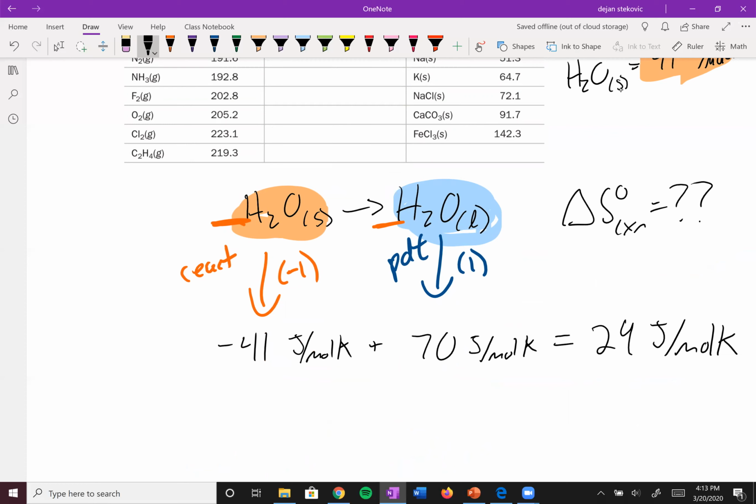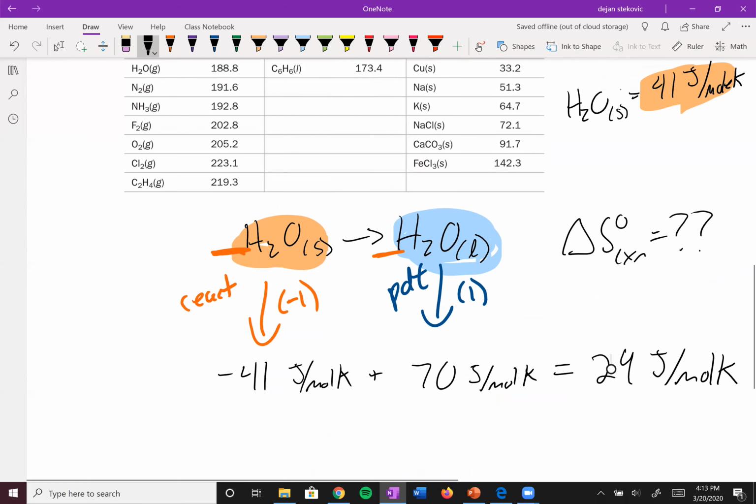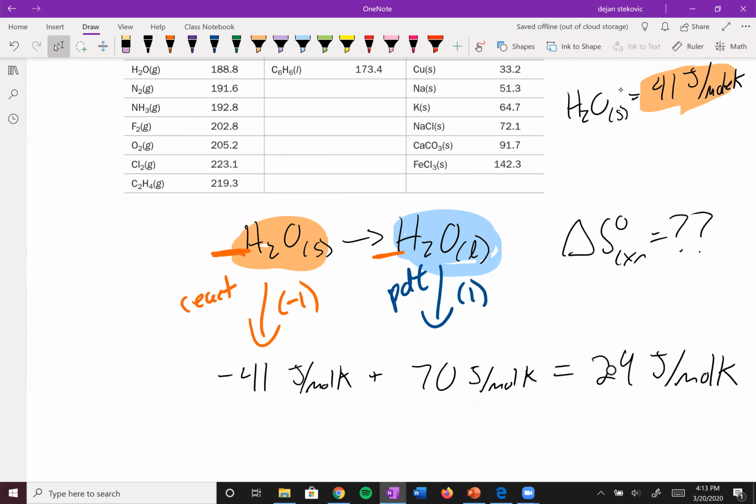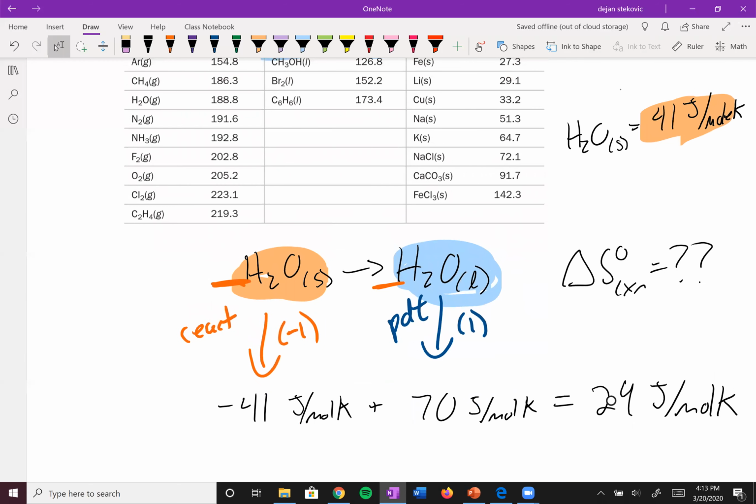So again, pretty simple type of problem. Just think about the coefficients, multiply by that coefficient. If it's a reactant, multiply by -1. If it's a product, don't.